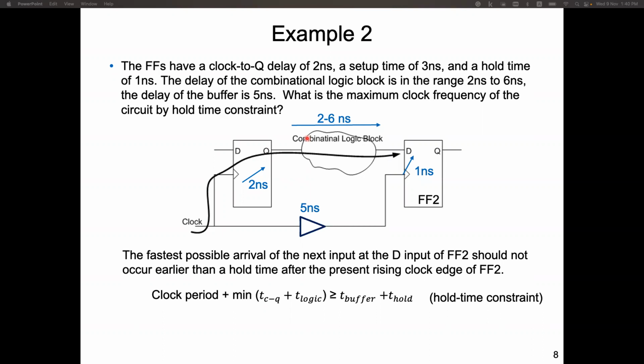So this is the clock to the first flip-flop, and the clock to the second flip-flop is delayed.